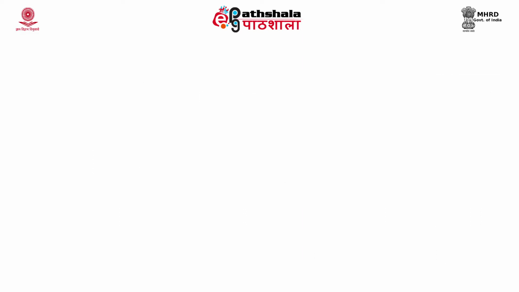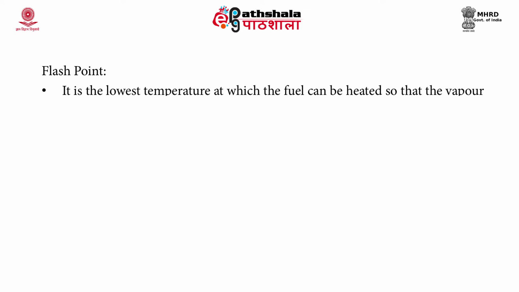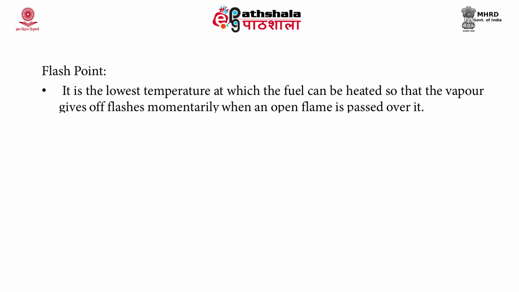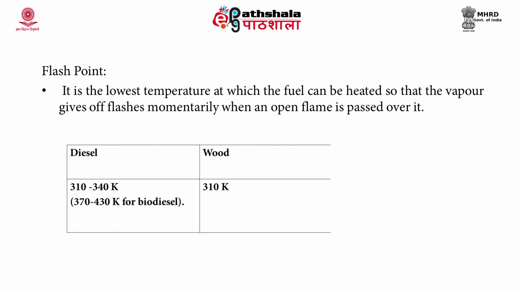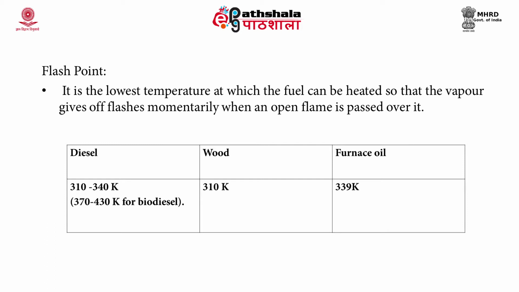Another important property is flash point. It is the lowest temperature at which the fuel can be heated so that the vapor gives off flashes when an open flame is passed over it. That means it is the point at which it starts burning. The crude oil has a flash point of 230 Kelvin, diesel 310 to 340 Kelvin, wood 310 Kelvin and furnace oil 339 Kelvin, and for the biodiesel it is 370 to 430 Kelvin. It is derived from the biomass, so it has a little bit more flash point.